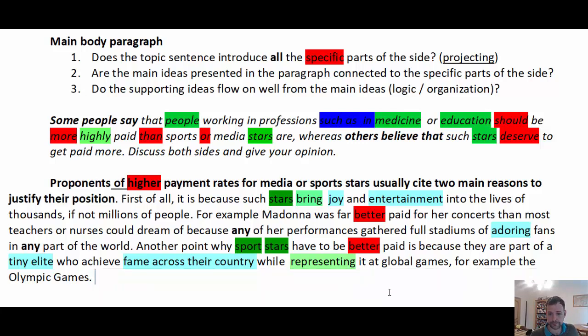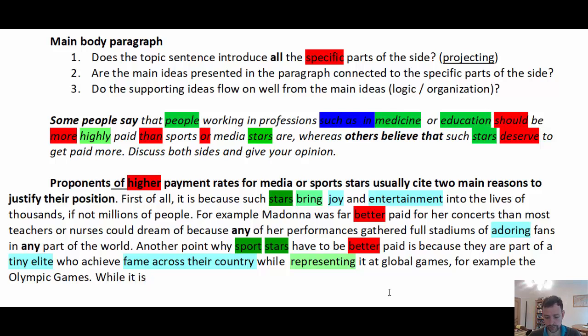Okay, you don't have to have a topic sentence. So let's get rid of it. Is this worse now? No, not really. Because they're part of a tiny elite who achieve fame across the country while representing it at global games, for example, the Olympics. Yeah. Again, this is a comparison. So I think to get a 9, we should keep the idea of comparing going.